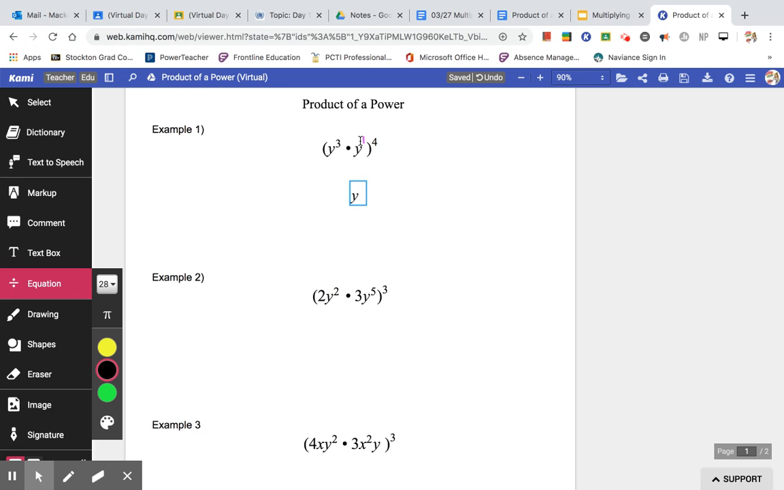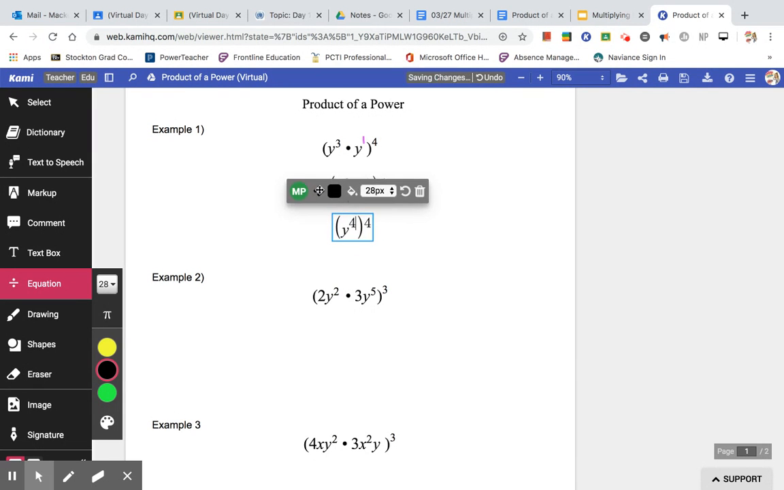What that would look like is y to the 3 plus 1, which we know is going to be 4. And then we keep the exponent that's on the outside, so it will still be to the 4th power. When I simplify that, I do know what 3 plus 1 is, so this is going to be y to the 4th power, and again, keeping that 4 on the outside.